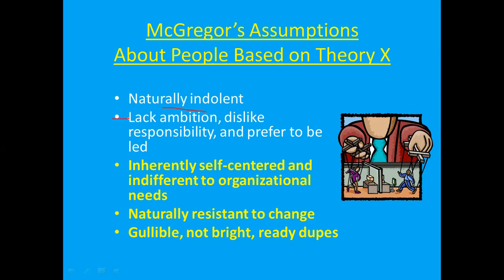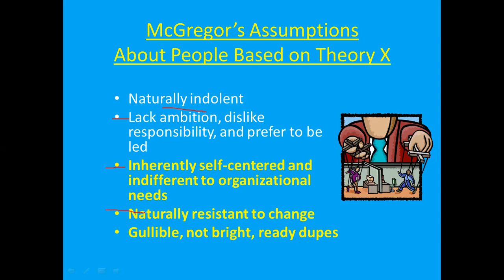So what does this Theory X say? The person doesn't have any ambition, and he will create some dilemma, and he cannot take decisions accordingly, and he will not maintain responsibility. So that comes under Theory X. Next, inherently self-centered and indifferent to organizational needs. Next, naturally resistant to change.